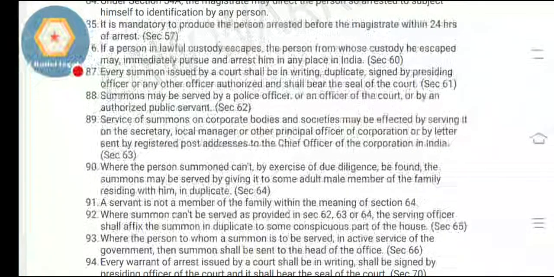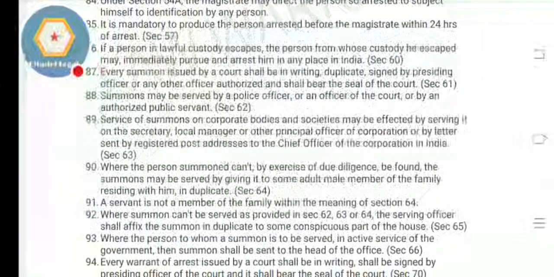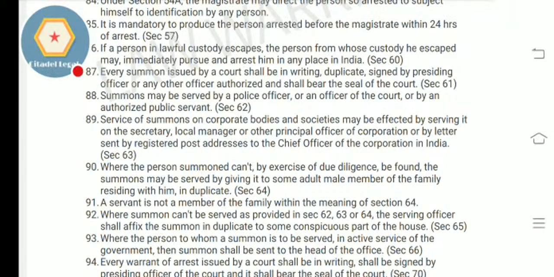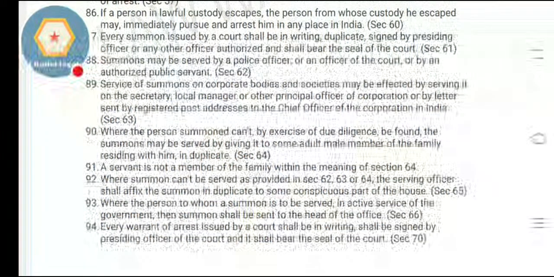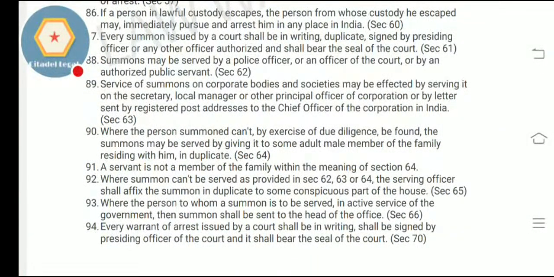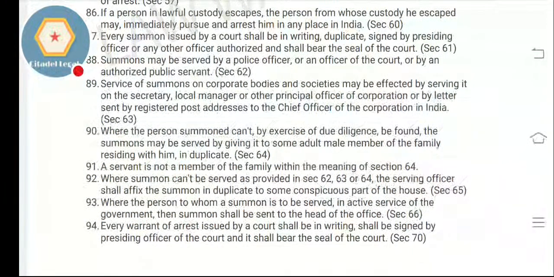Now 64. Section 64 says where the person summoned can, by exercise of due diligence, not be found, the summons may be served by giving it to some adult male member of the family residing with him, in duplicate. It is under section 64 of the Criminal Procedure Code. Okay. Now summons have been dealt with for the purpose of the Civil Procedure Code under order 5. And in case of the Criminal Procedure Code, it starts from section 61, and for the purpose of serving it to an adult male member of the family residing with him in duplicate.